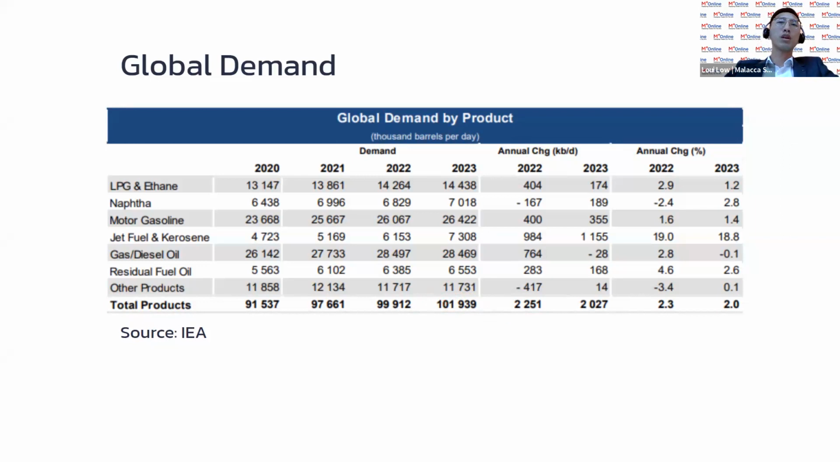We haven't input the so-called risk premium, the geopolitical tension premium, into the crude oil, and that will actually impact the crude oil prices.